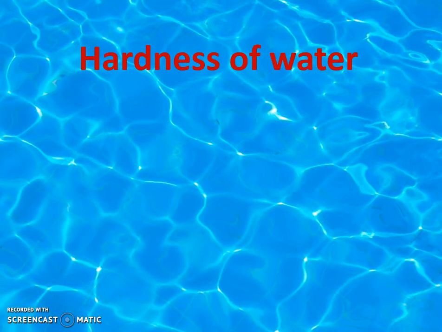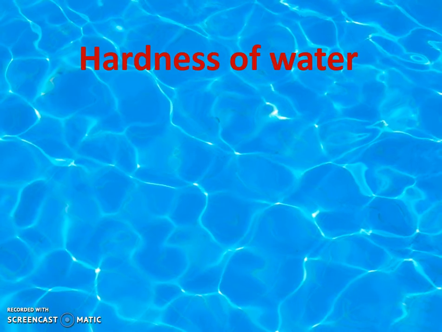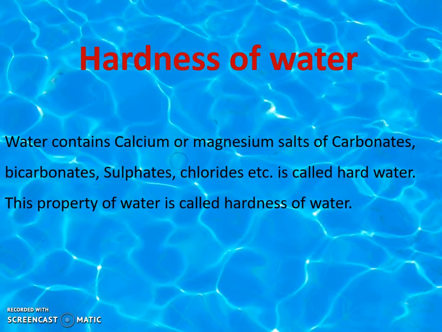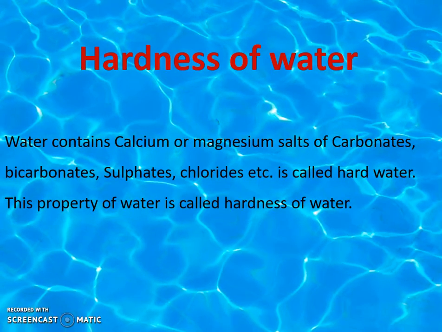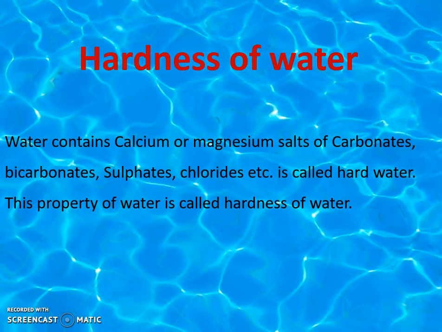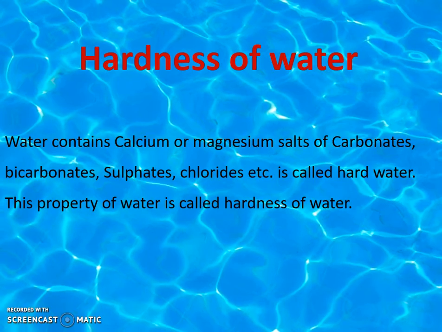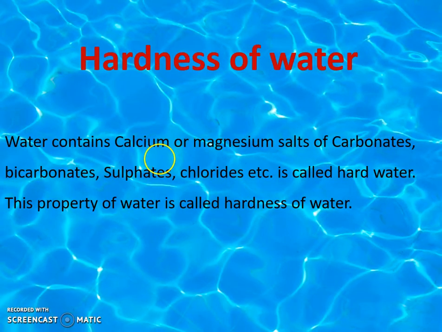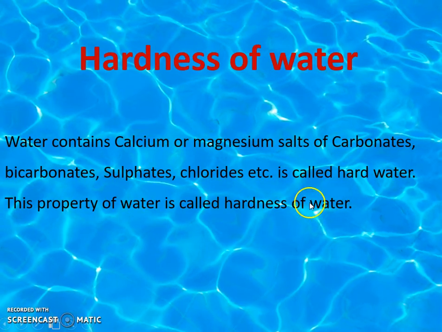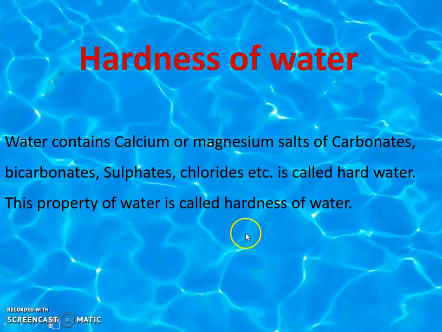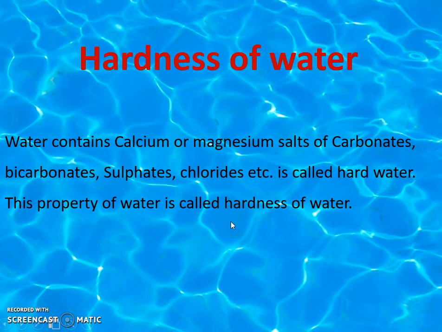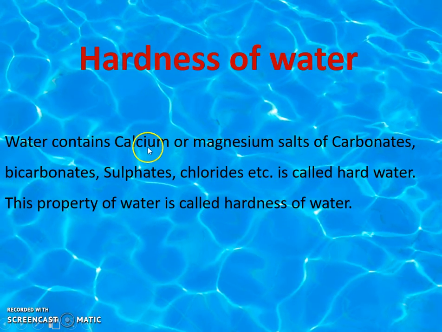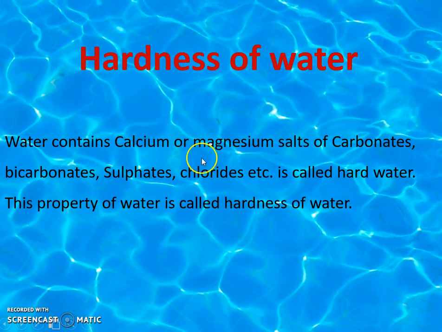Now see hardness of water. This is a very important term. Water which contains calcium and magnesium salts of carbonates, bicarbonates, sulfates, chlorides, etc. is called hard water. But the property of such water is called hardness of water. So this hardness of water is nothing but the presence of calcium or magnesium salts in water.